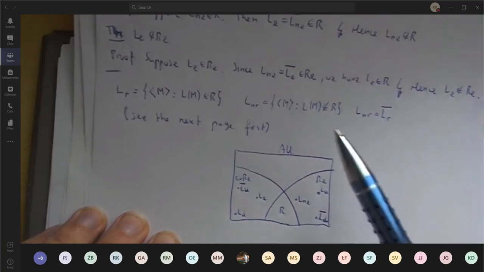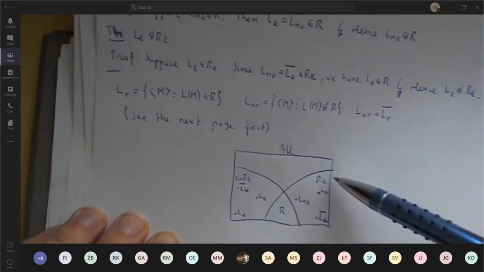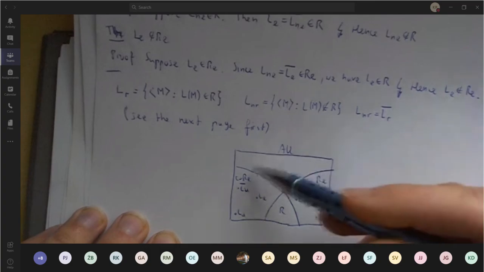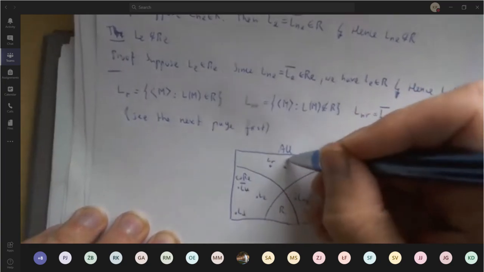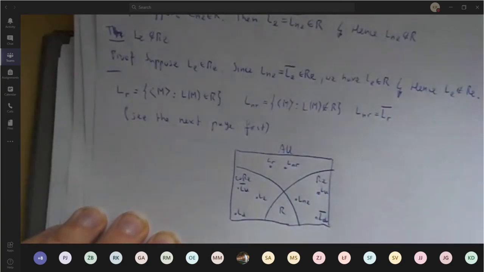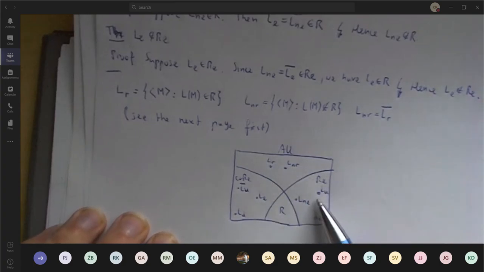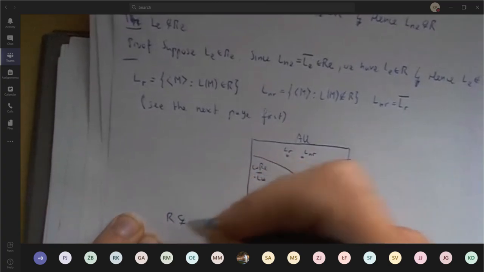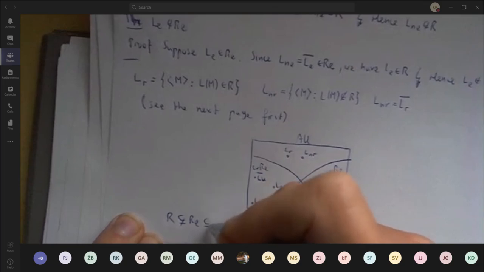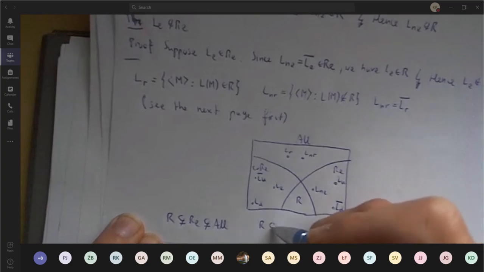And we have shown two languages that are not recursively enumerable, so both of them lie somewhere here. Here will be LR and here will be LR. Okay, so we have shown that there are languages that are recursively enumerable and not recursive. So we know that these inclusions are proper. And the same here with co-RE.